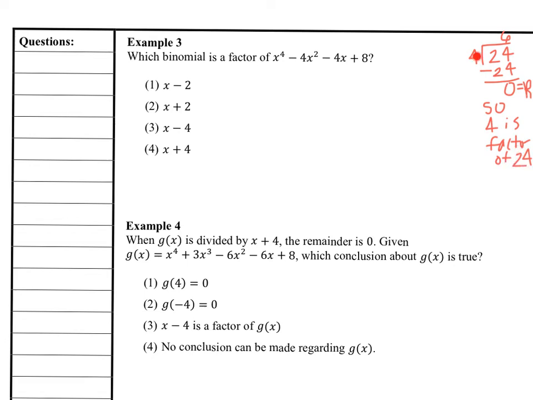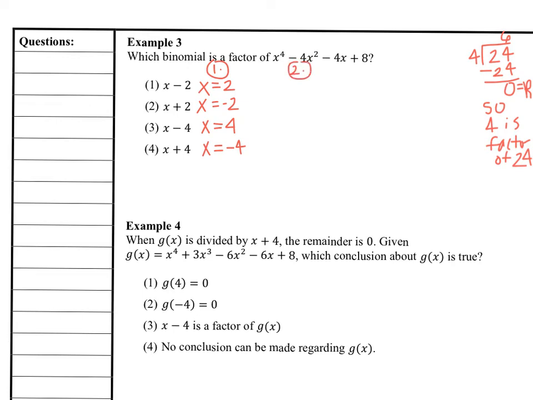So if we have a remainder of 0, then 4 is a factor of 24. Only numbers that divide in evenly and have a remainder of 0 are factors of the original bigger number. So for example 3, if it asks which binomial is a factor of the larger polynomial, all we have to do is plug the x equals number into the polynomial, and if we get 0 as a remainder, then it is a factor. Step 1 is to convert these all to x equals the opposite number for all their roots, and step 2 is to plug in each of them.